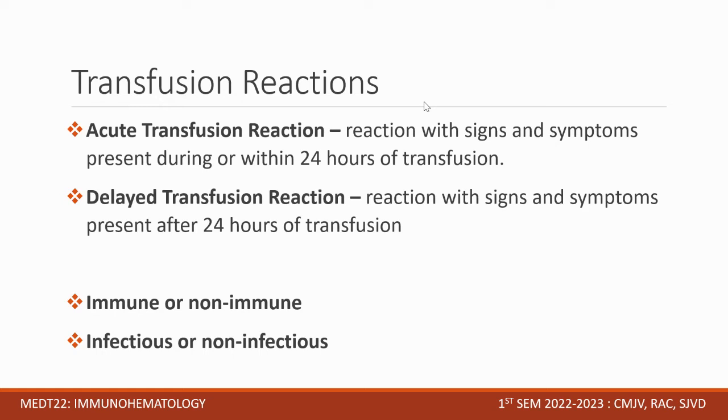So acute, these are signs and symptoms, or the reaction, that occurs during the transfusion itself or within 24 hours. The delayed naman is when the signs and symptoms present after 24 hours of transfusion. So that is the main difference between acute and delayed transfusion reactions. We could also categorize them as immune or non-immune, and infectious or non-infectious, which we will mention again later. Okay?